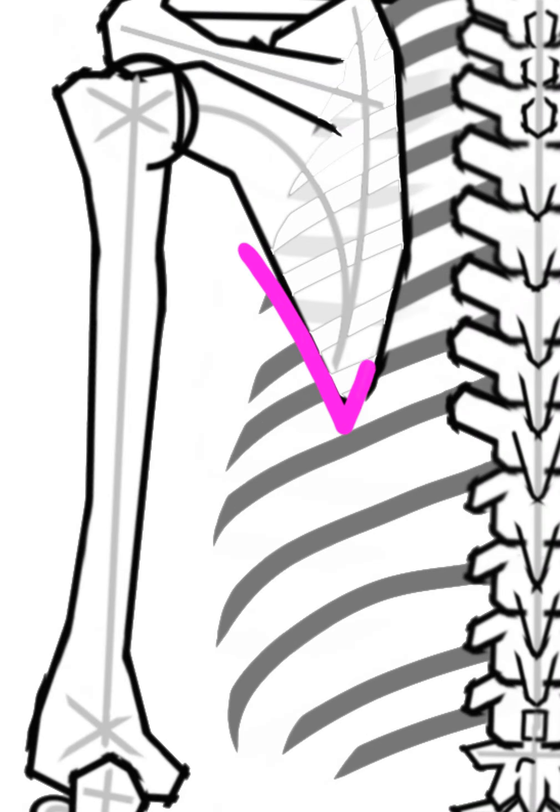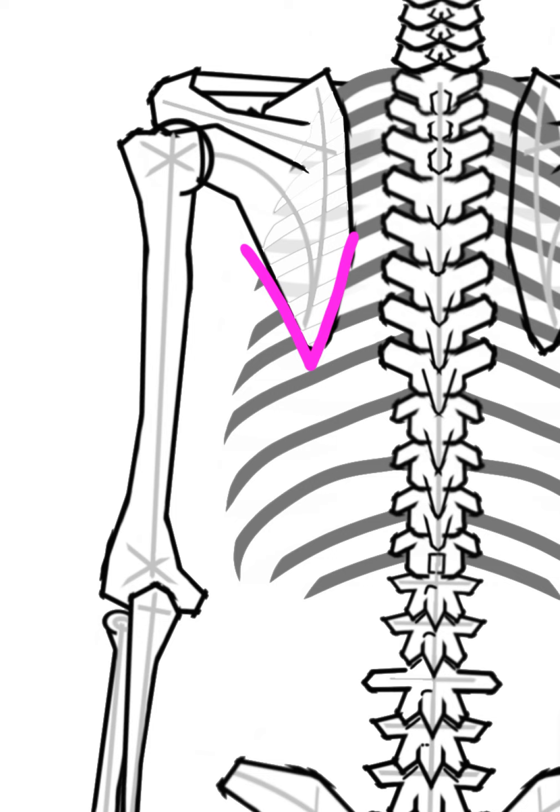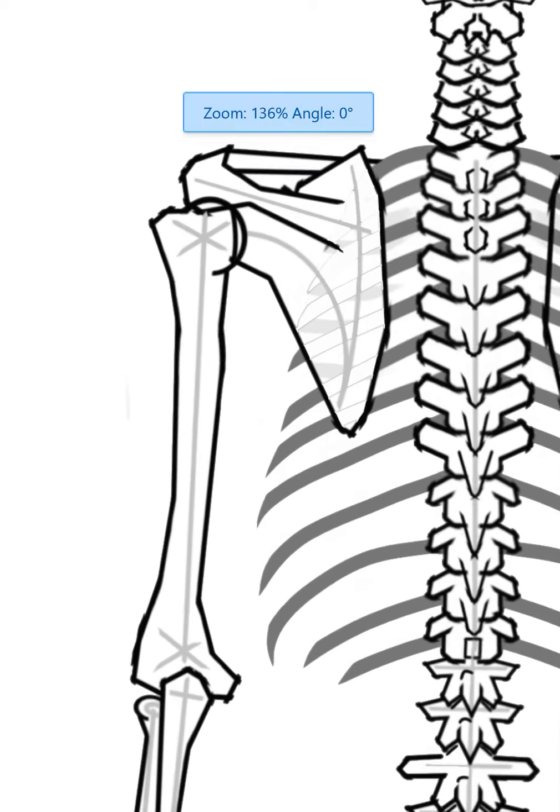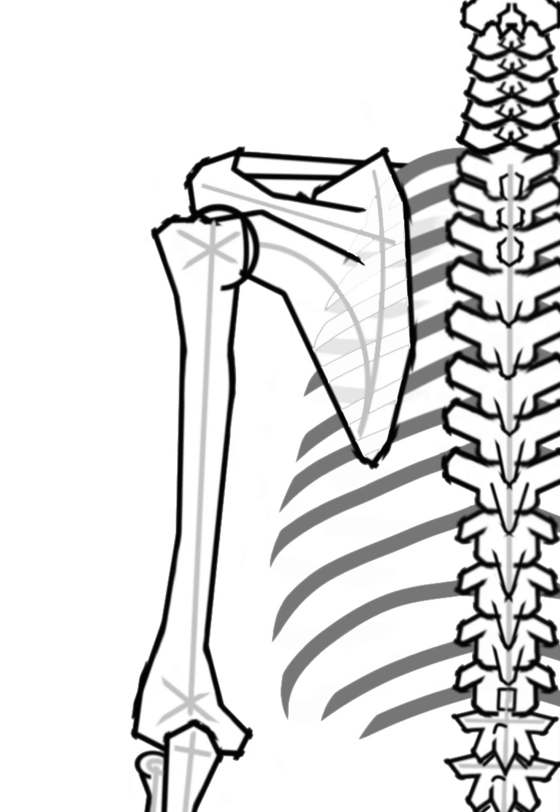The inferior angle of the scapula, this kind of pointy bit at the bottom of the scapula, sorry to get technical, seems like it's devoid of attachment. Seems like it doesn't have anything that attaches to it. And this would very much be the exception in the scapula, because we have many attachments.